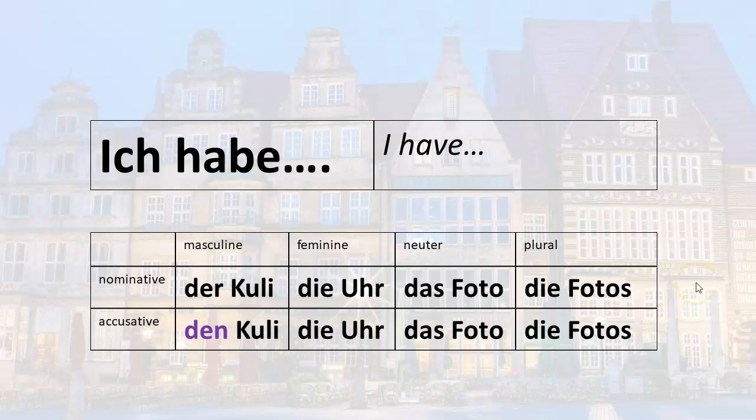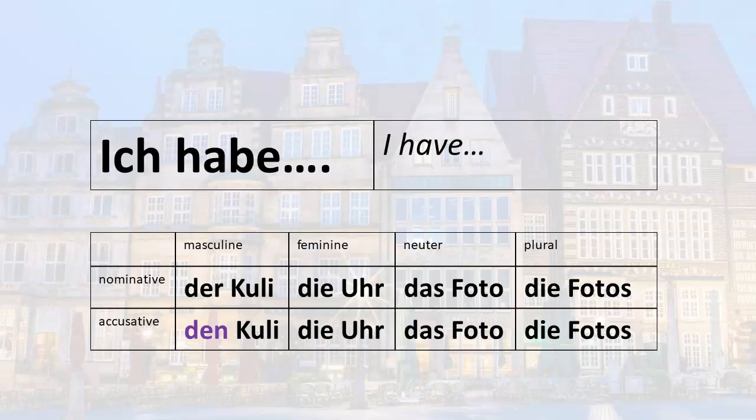We learned how to say things like, I have the pen, ich habe den Kuli. I have the clock, ich habe die Uhr. I have the photo, ich habe das Foto, and I have the photos, ich habe die Fotos, all in the accusative case.